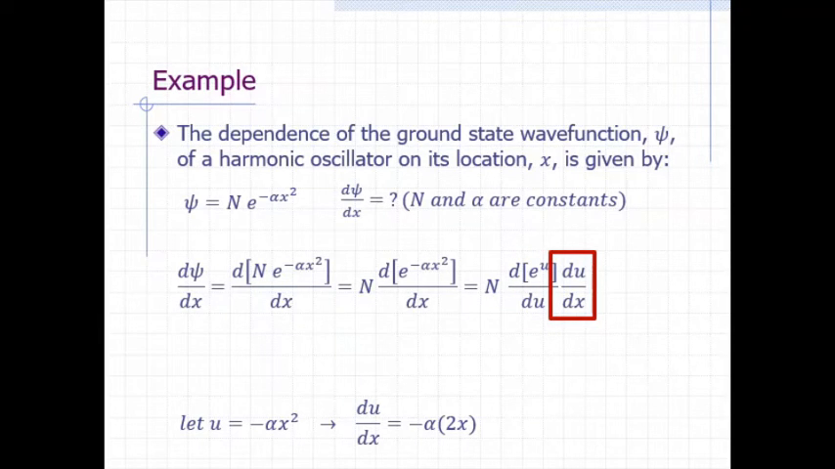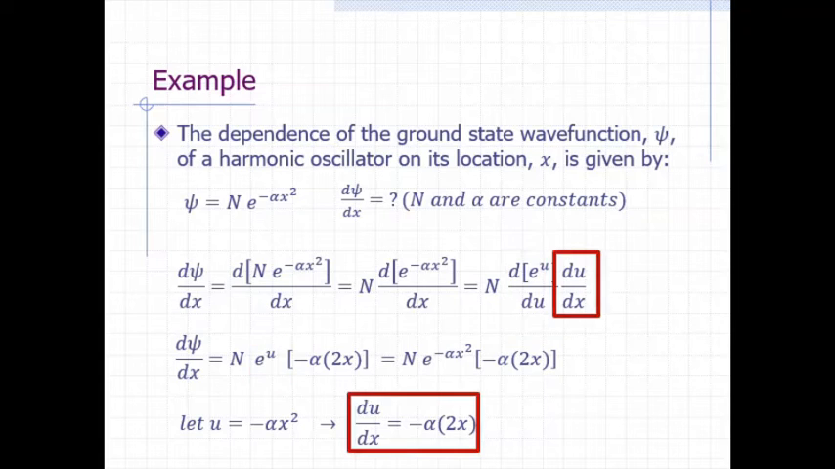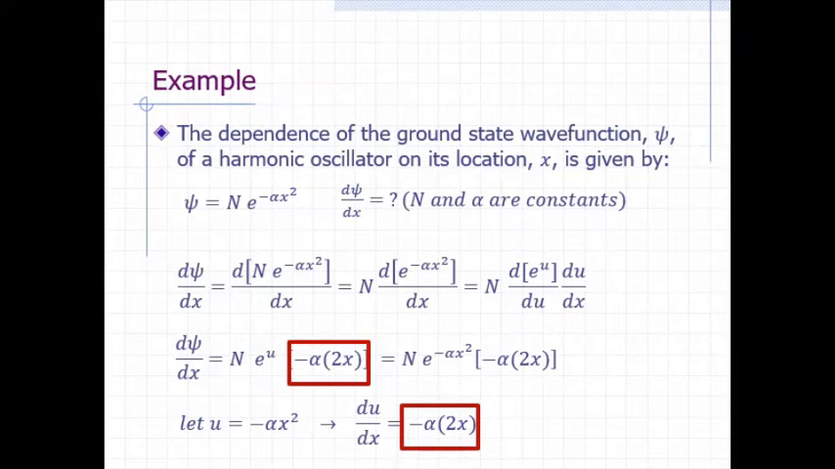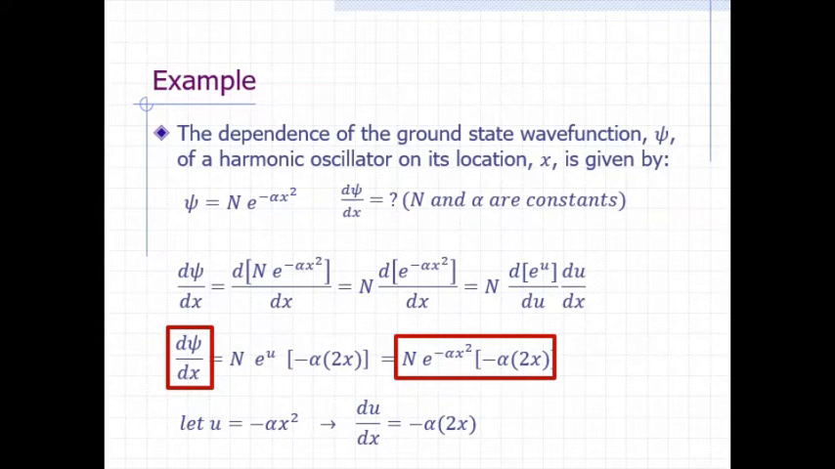So now we have the derivative of psi with respect to x equals n times the derivative of e to the u with respect to u, which is just e to the u, times the derivative of u with respect to x, which is equal to negative alpha times 2x. One last step we need to do is to get rid of u in the final expression. Remember that u is negative alpha x squared. Therefore, e to the u is e to the negative alpha x squared. So the derivative of psi with respect to x is n times e to the negative alpha x squared times negative alpha times 2x.